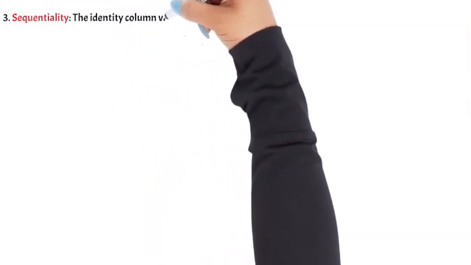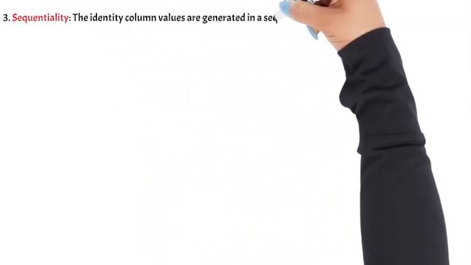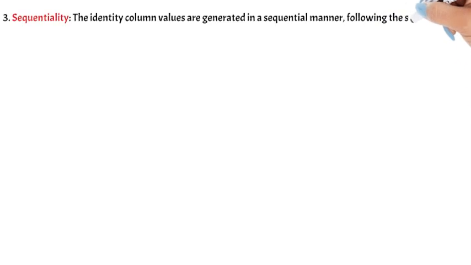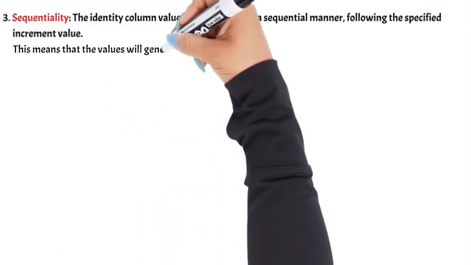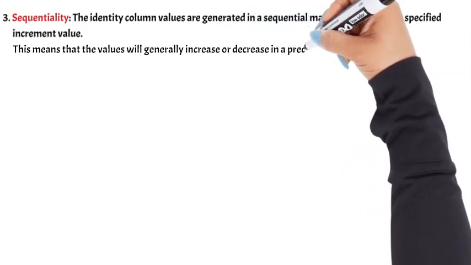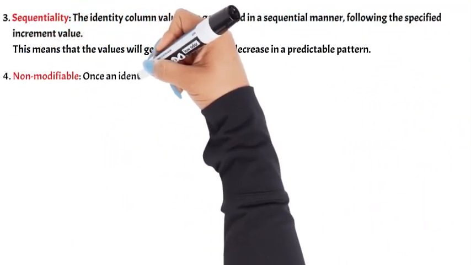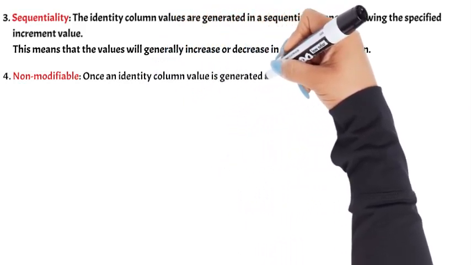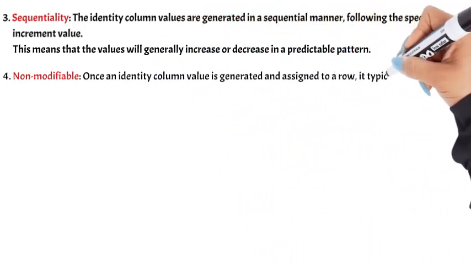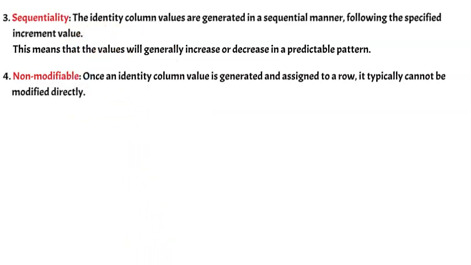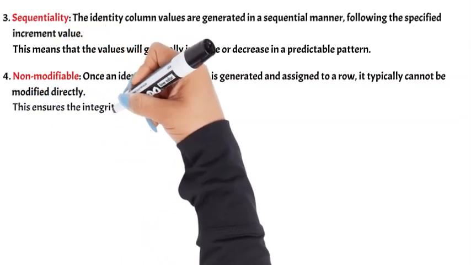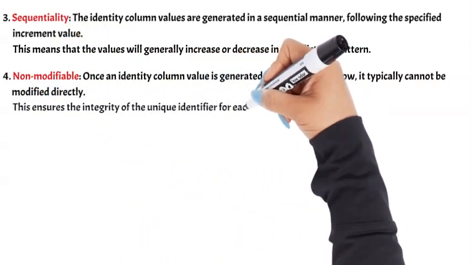3. Sequentiality. The identity column values are generated in a sequential manner, following the specified increment value. This means that the values will generally increase or decrease in a predictable pattern. 4. Non-modifiable. Once an identity column value is generated and assigned to a row, it typically cannot be modified directly. This ensures the integrity of the unique identifier for each row.